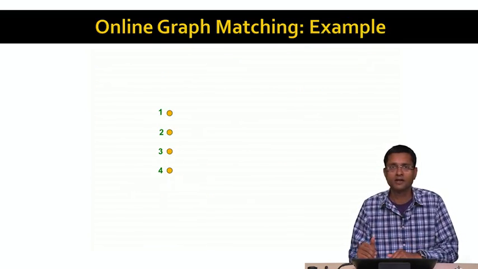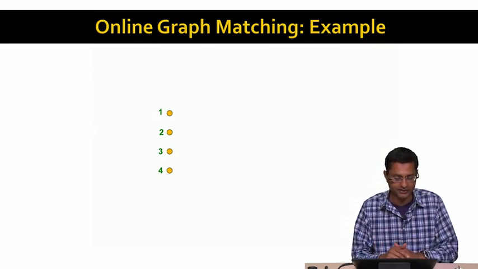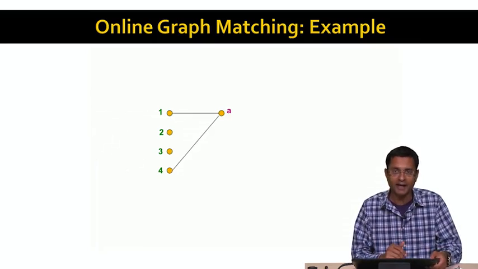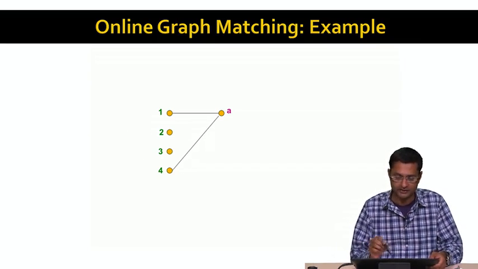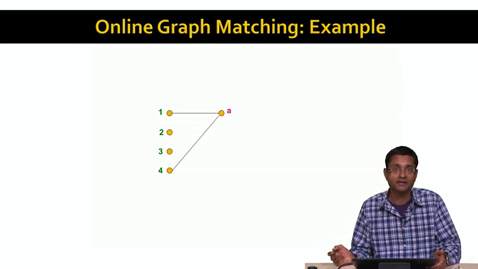So here's an example of the online graph matching problem. We start with the set of boys, and here's the first girl A, and her choices are revealed. So in this case, A is compatible with 1 and 4. And at this point, we have to make a choice. Either we decide to pair A with 1 or 4, or we decide not to pair A with anyone. Let's say we decide to pair A with 1, and we output 1A as our first pair.